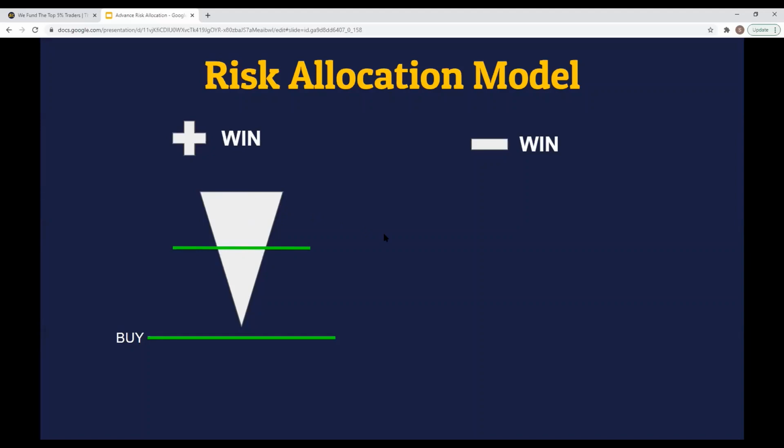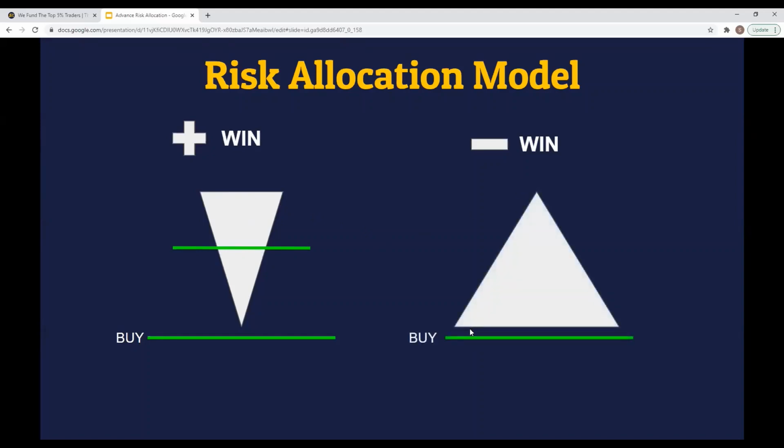Now, when we reduce on a winning position, this is very similar. A lot of people are familiar with this. We buy at this level right here with our full position, let's say 0.5% or 1% or whatever percent of your account you allocate at this level. And then once the trade is going in your favor, you actually cut it, correct? You peel off your win, you take partial profits.